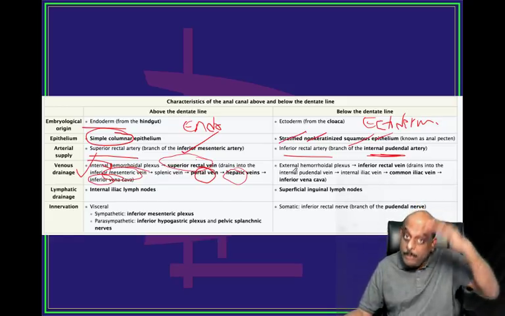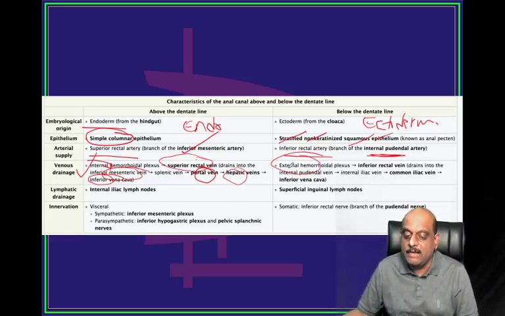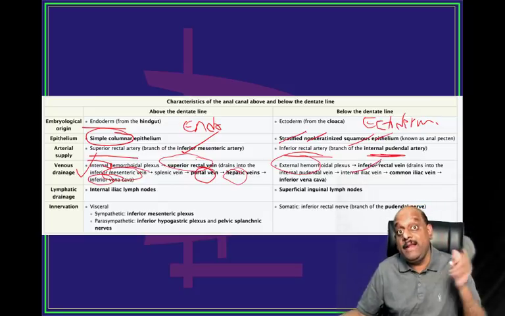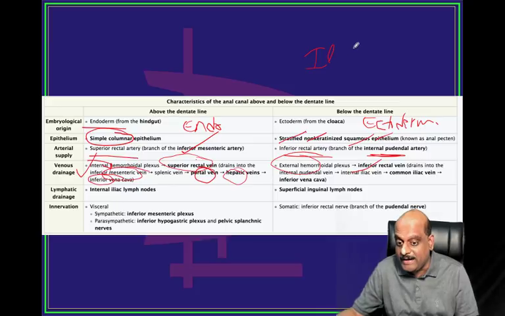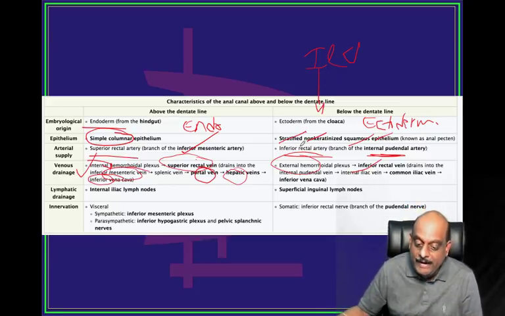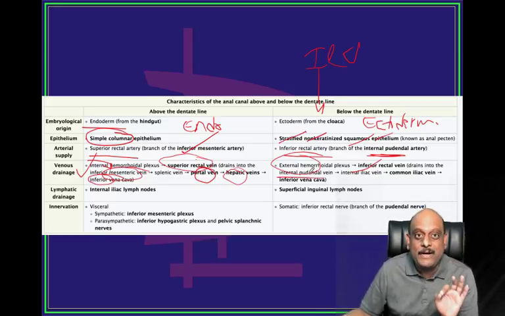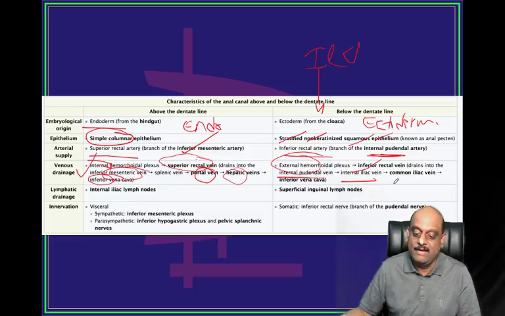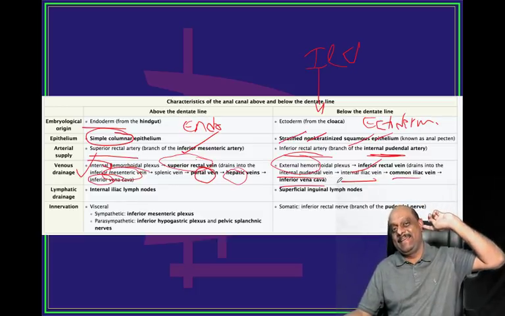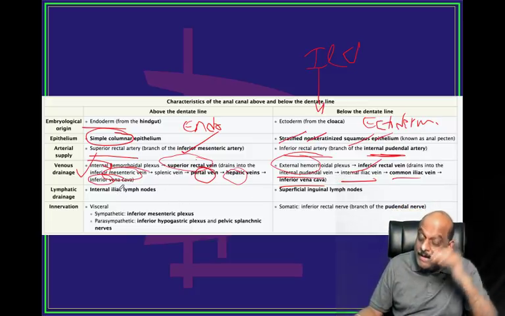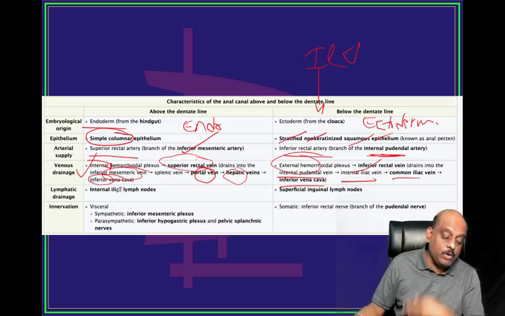Then below pectinate line, external hemorrhoidal plexus. They drain into inferior rectal vein. Inferior rectal vein below the dentate line. They drain into internal pudendal vein. That drains into internal iliac vein, into common iliac vein, into IVC. Gotcha? Then above pectinate line, what is above the dentate line? What is the lymphatic drainage?